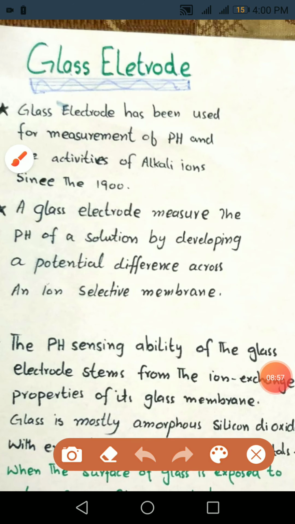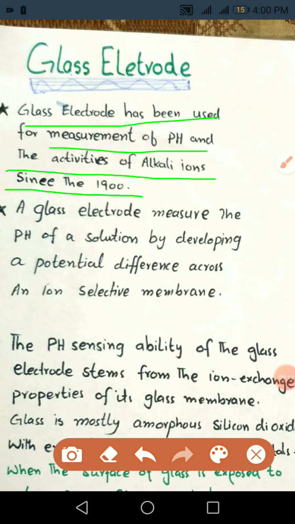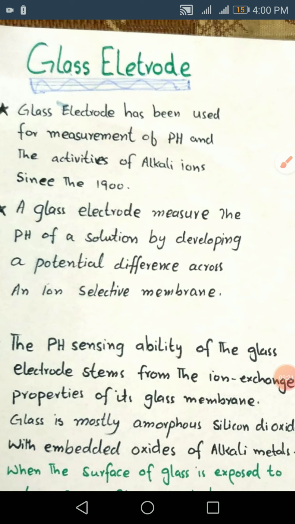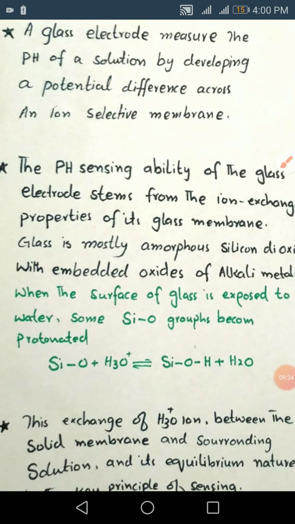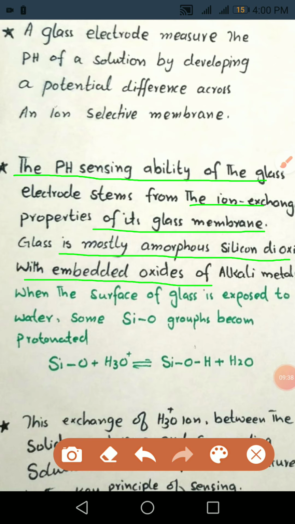Okay, let's summarize the whole lecture which I have discussed with you. Glass electrode. The glass electrode has been used for measurement of pH and the activities of alkali ions since the 19th century. A glass electrode measures the pH of a solution by developing a potential difference across an ion selective membrane, right? The pH sensing ability of the glass electrode stems from the ion exchange property of its glass membrane. Glass is mostly amorphous silicon dioxide with embedded oxides of alkali metals.